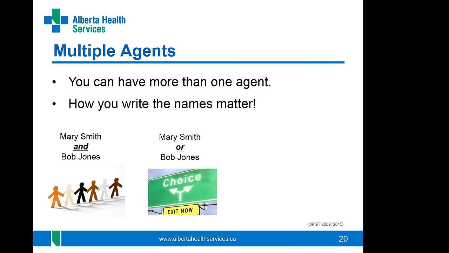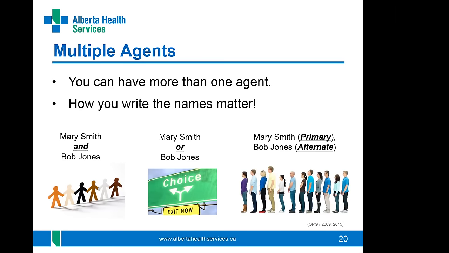So your other option could be if I wrote Mary Smith or Bob Jones. The word or means I'm happy with Mary making a decision or Bob. It doesn't matter who. So if I'm in the hospital and Mary's there one day, if a decision needs to be made, Mary can go ahead and make it. Maybe the next week, Bob happens to be there. Same thing, Bob can make that decision as well. So either or, I'd be happy with either of them.